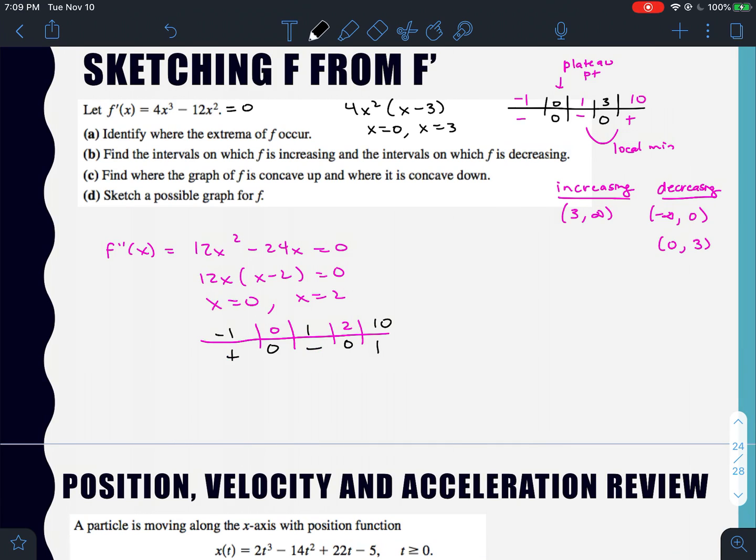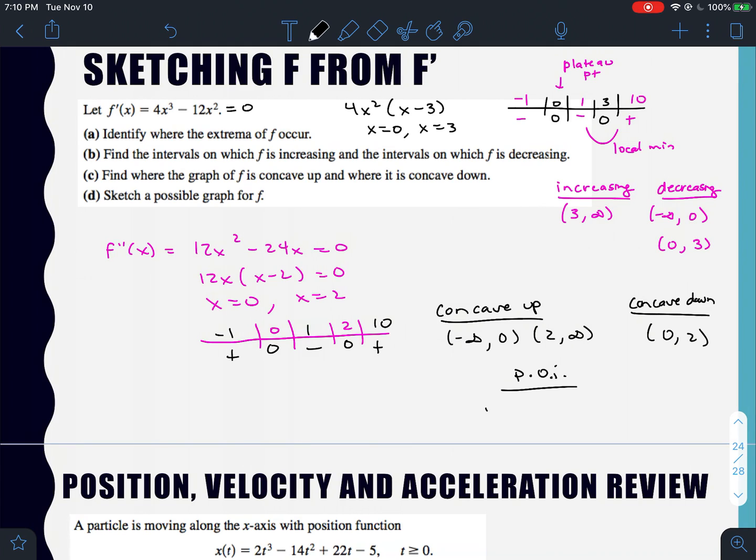So 0, 2. I'm going to test negative 1, 1, and 10. If I plug negative 1 in, I get a positive. If I plug positive 1 in, I get a negative. And if I plug 10 in, I get a positive. So the original function is going to be concave up when the second derivative is positive, so from negative infinity to 0 and from 2 to infinity. And the original function is going to be concave down from 0 to 2. And then the original function has a point of inflection at x equals 0 and at x equals 2, because that's where the second derivative is equal to 0 and changes signs.